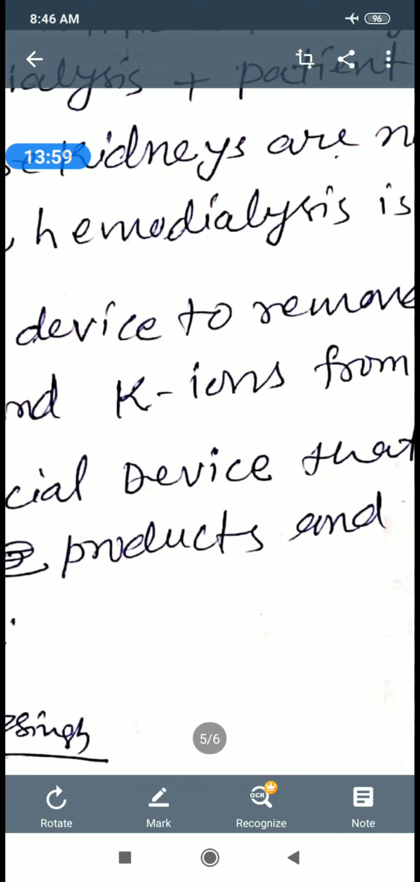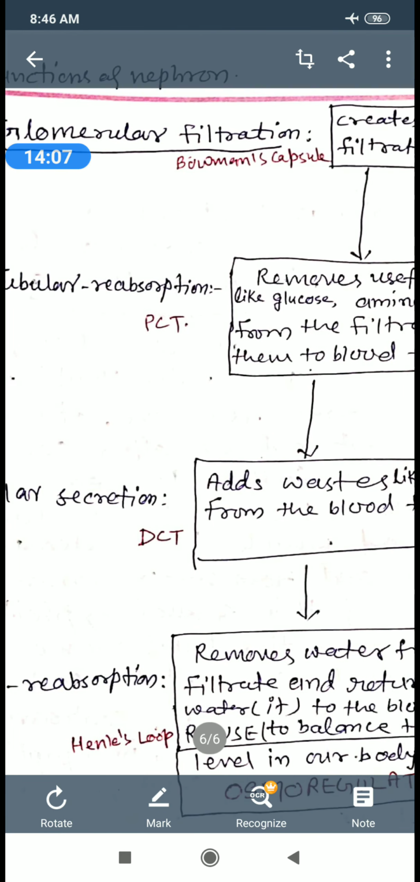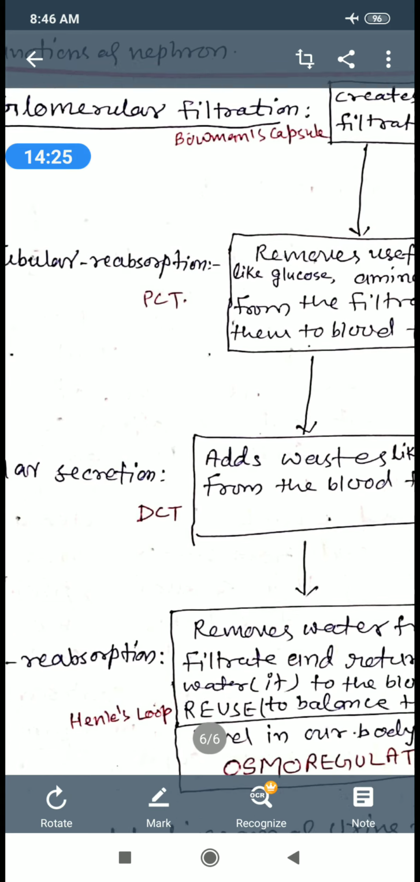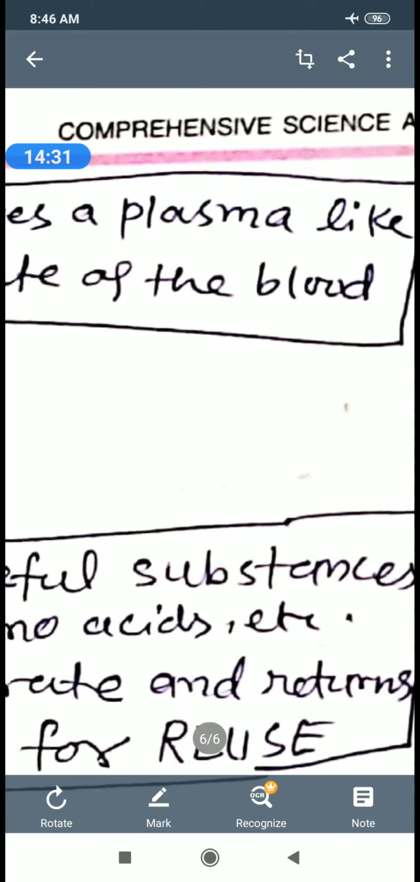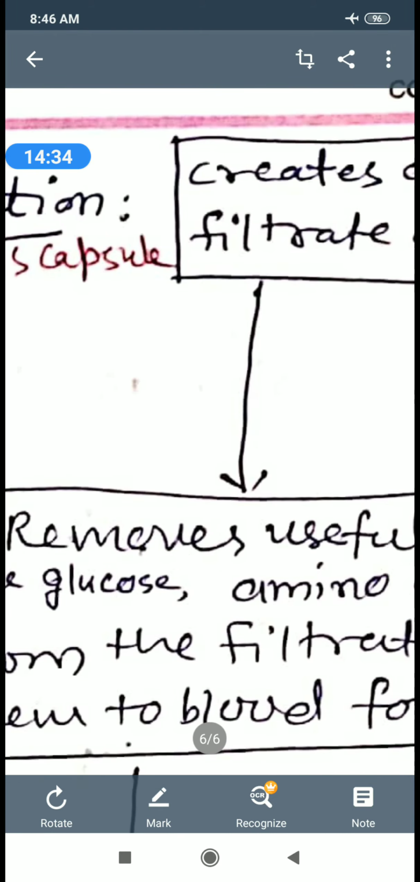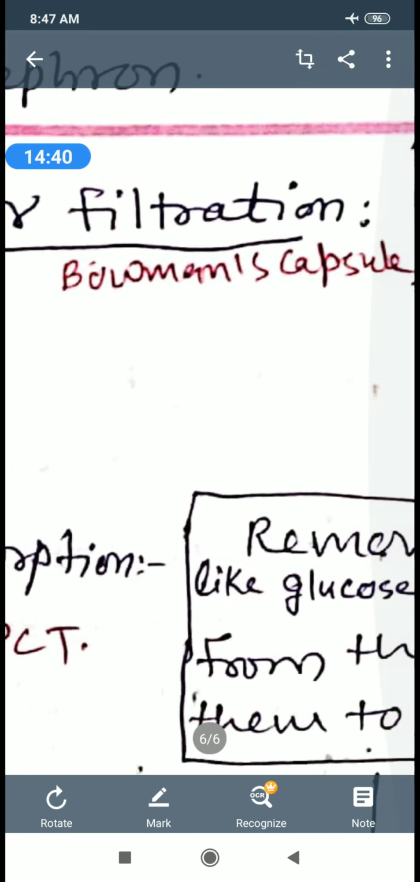Now we can conclude the urine formation, or the function of nephron, in this way. Function of nephron. First, glomerular filtration creates a plasma-like filtrate of blood. It is done in Bowman's capsule. Second function, tubular reabsorption. This is done in PCT, proximal convoluted tubule.